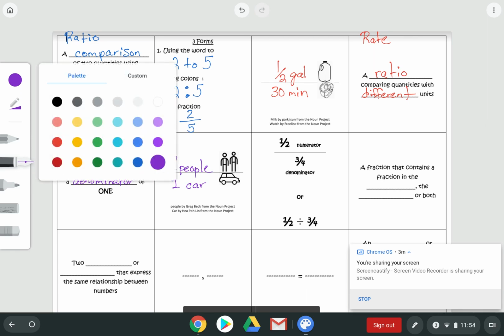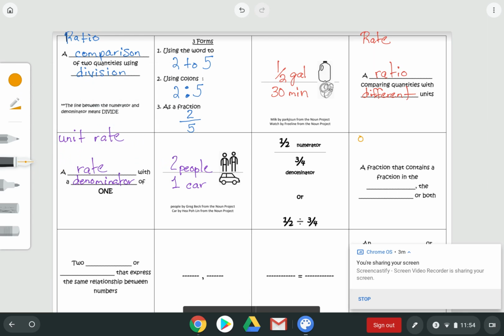The next thing that we're going to talk about is a complex fraction. And guys, we're going to focus heavily on complex fractions. Okay, so a complex fraction is just a fraction that contains a fraction in the numerator and the denominator, or both.